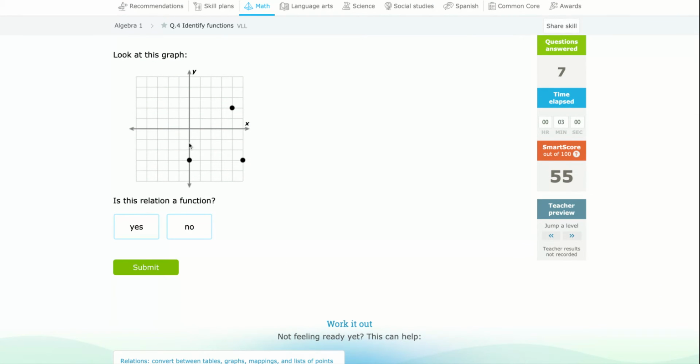Again, there's no points lined up above this one, no points above or below this one, so there's no points lined up vertically. That is a function.